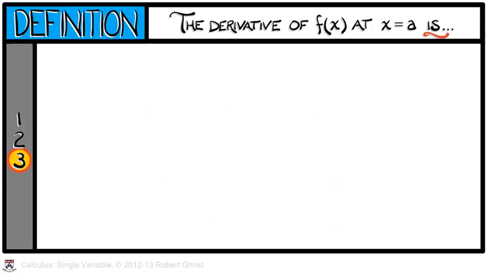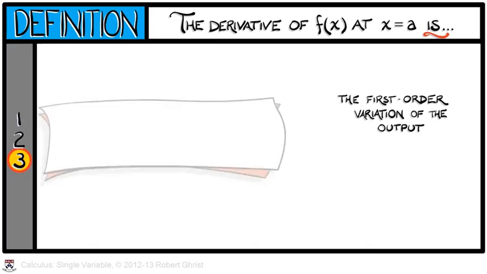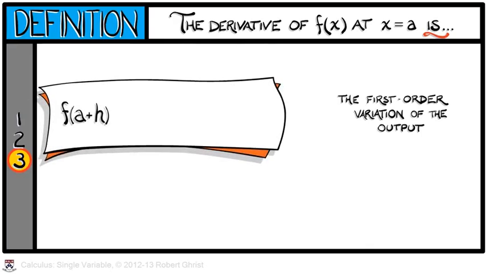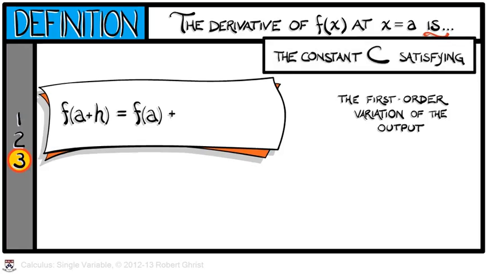Our third definition is a bit different, and it's in terms of the first order variation of the output. What do I mean by that? Well, consider your function evaluated not at a, but at a plus h. What is that equal to? Well, it's f of a plus some perturbation term, some variation term that depends on h.